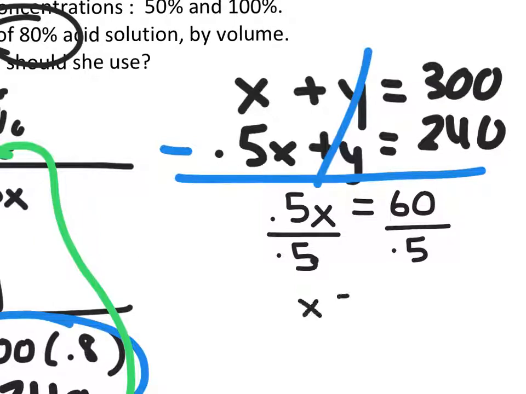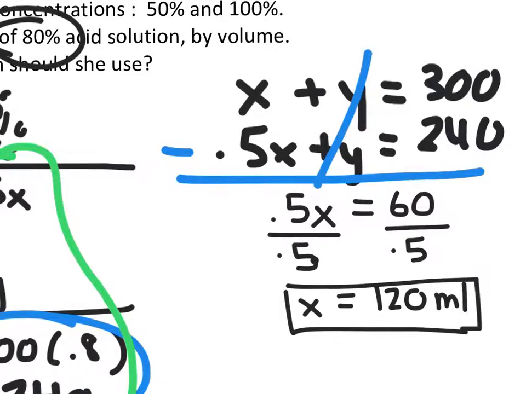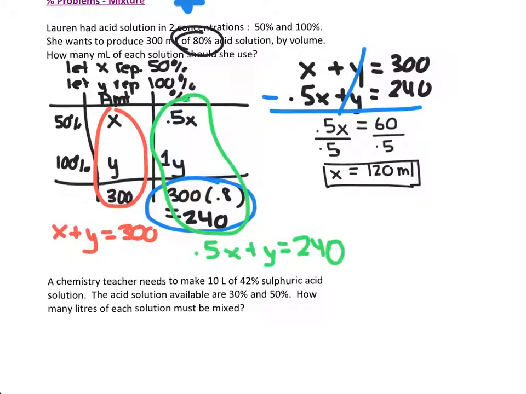And I find out that x equals 120. Okay. And this would be milliliters in this situation because that's what we answered for. But you're not quite done because this question asks for both components, right? And we found what it was at the 50%, right? So that's milliliters at 50%.